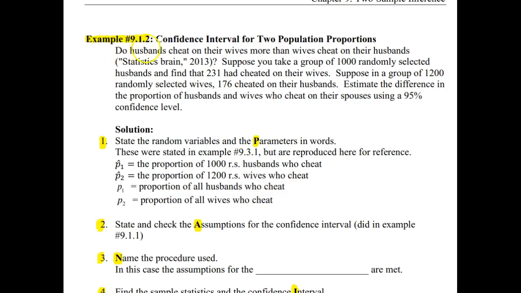So example 9.1.2. Now we're going to look at the confidence interval for the difference between the two population proportions. Again, the same story that we just had, only now we're going to estimate the difference in the proportion using a 95% confidence level.